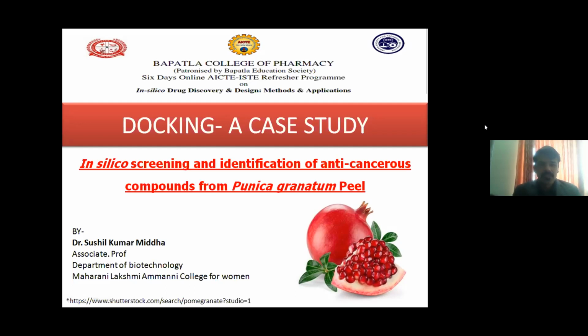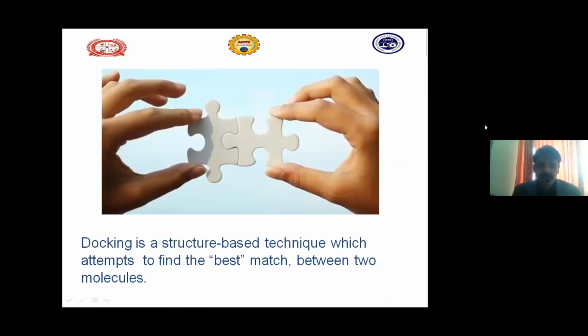So let me start with our topic. I work on pomegranate. My major research is on pomegranate. I have published close to 18 to 20 papers only on pomegranate, specifically working on diabetes. So what is docking now? I always start with the basics.